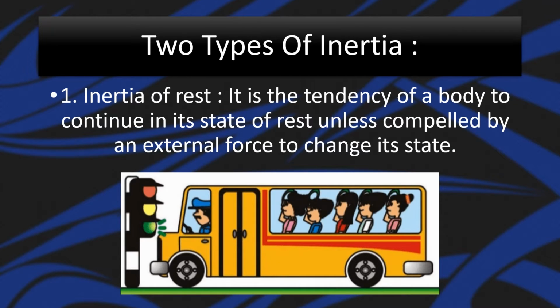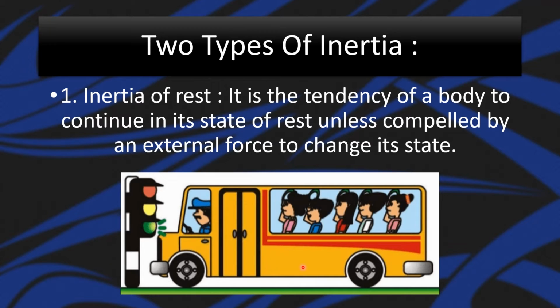Now there are two types of inertia. First, let's look at inertia of rest. It is the tendency of a body to continue in its state of rest unless compelled by an external force to change its state. A good example is the passengers of a bus which suddenly started moving.